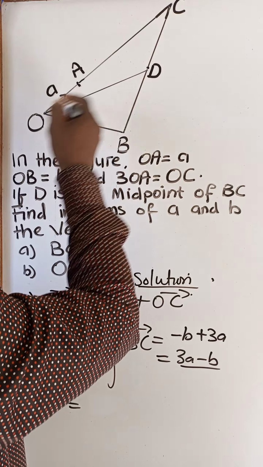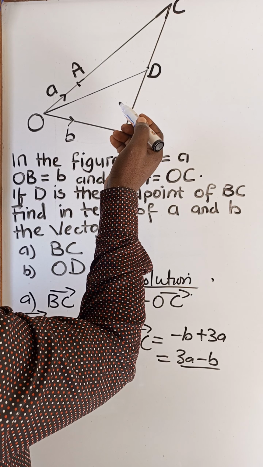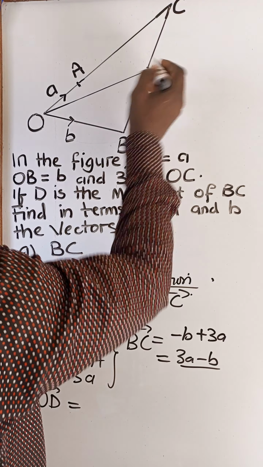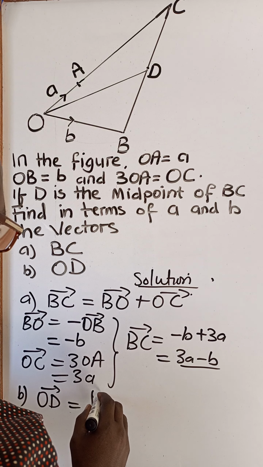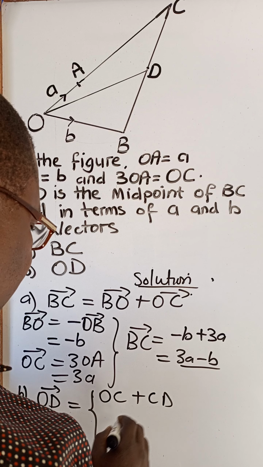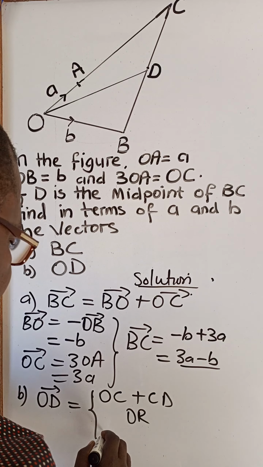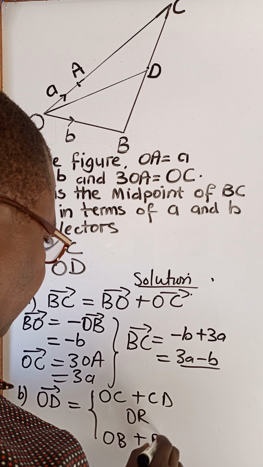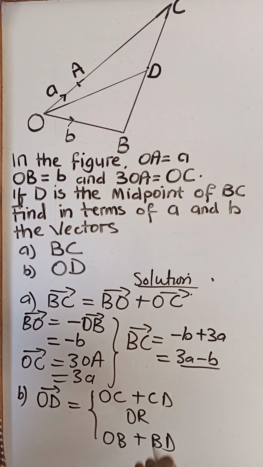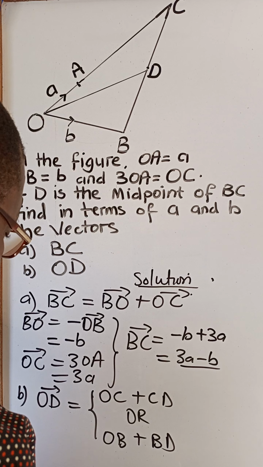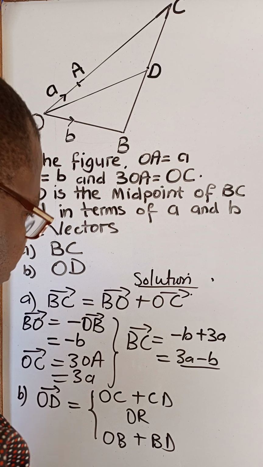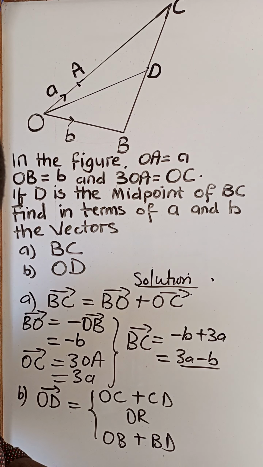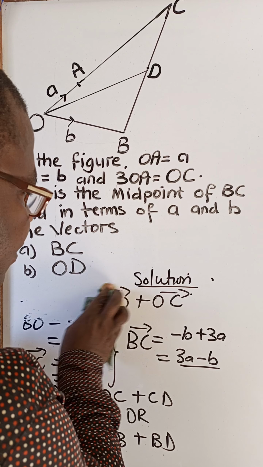So here, to move from O to D, we have two possible paths that we can take. We either move OC, then CD, or we move OB, then BD. Whichever path we take, we are going to obtain the same result. We are going to take each of the two paths in turn and see if truly we get the same result. Let's take the first path.